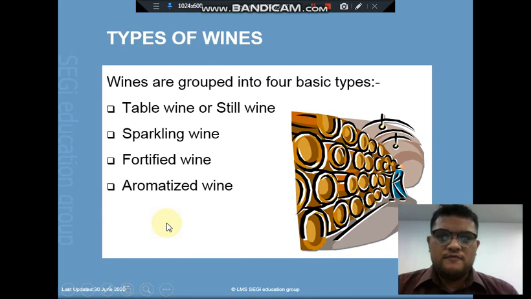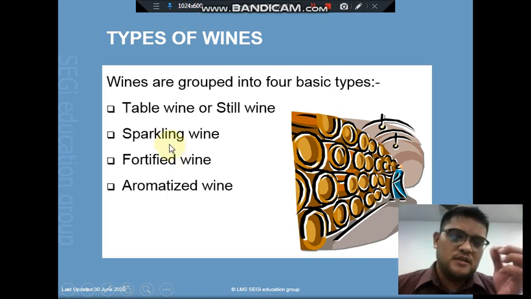So we have four types of wines. We said just now, table wine. Guys, why do they call it table wine? Because usually these table wines will be left on the table throughout the service after it is poured for the first time. Next is sparkling wine, due to the taste and flavor of the wine that has a fizzy taste.